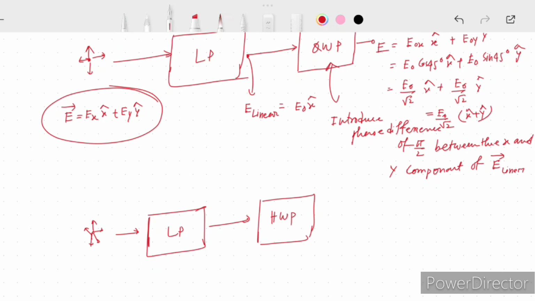Then what happens? If there is a half wave plate, we cannot create circularly polarized light from this unpolarized light, because a half wave plate actually rotates the polarization direction, clockwise or anti-clockwise. If this is clockwise, then the half wave plate rotates the direction of polarization, and it will be anti-clockwise.